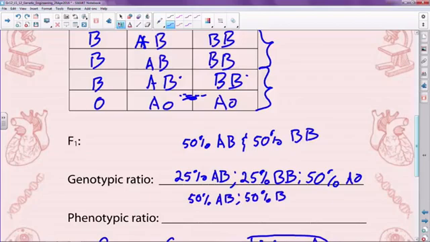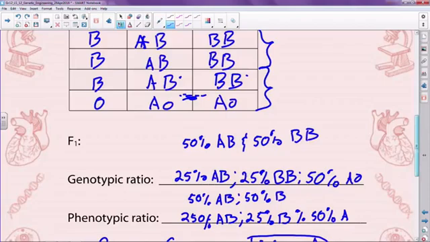And the bottom one is, let's see, 25% AB, 25% B, and 50% A. So, is there any chance?